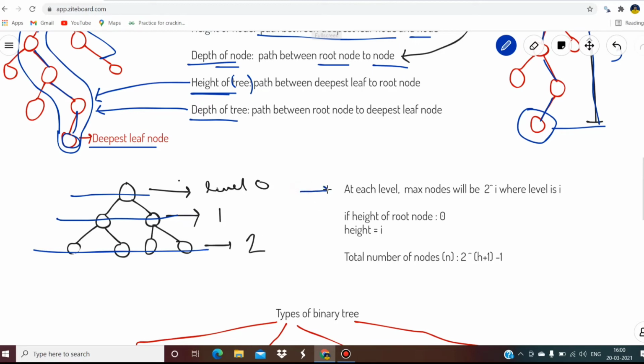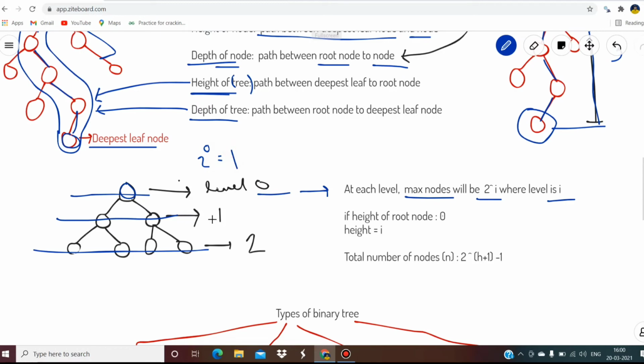At each level, the maximum number of nodes will be 2 to the power i, where i is the level number. Suppose I'm standing on level 0 and I need to find how many maximum nodes this level can accommodate. Basically it is 2 to the power level number, which is 0. So 2 to the power 0 is 1. So level 0 will have only one node at max.